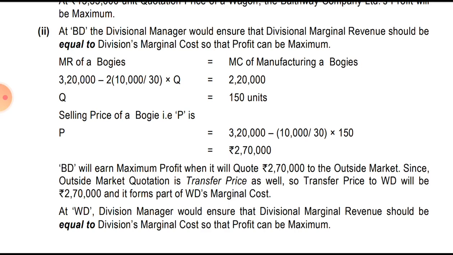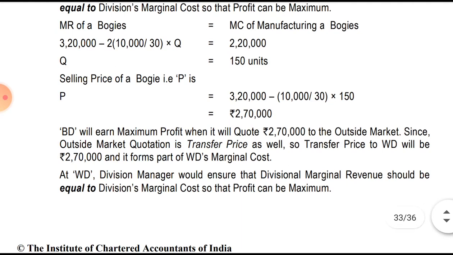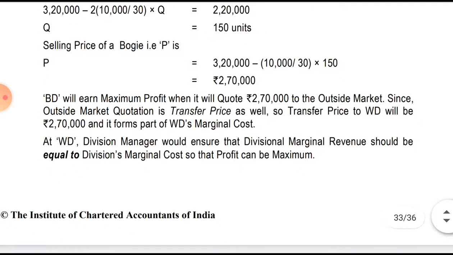So by substituting Q in the price formula, we will get 2,70,000. So what we had done is, in the earlier calculation of marginal cost for WD, we had taken 2,20,000, but now we have to take the transfer pricing as 2,70,000. So BD Limited will earn the maximum profit when it is quoted as 2,70,000 to the outside market, since the outside market quotation price is the transfer price as well. So the transfer price to the WD will be 2,70,000, and it forms part of WD's marginal cost. Now marginal cost will be 2,70,000 into 4 basically.